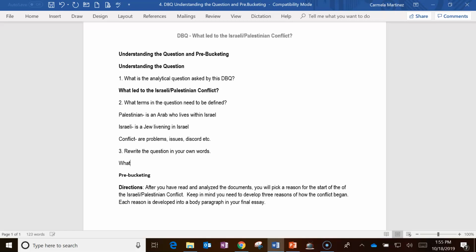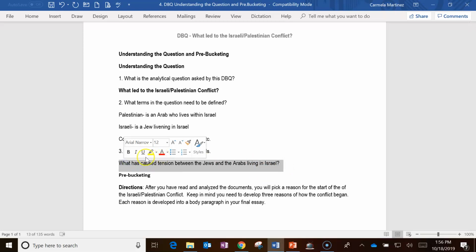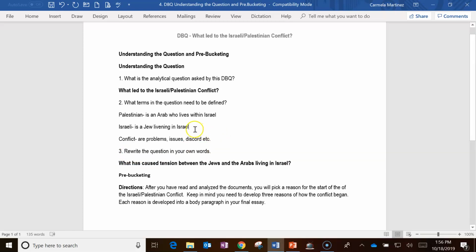What has caused tension, and apparently I can't spell tension. What has caused tension between the Jews and the Arabs living in Israel? And so that's my question. Now you can use it if you like, if you can't come up with something on your own, but I'm pretty sure that all of you can come up with something on your own.